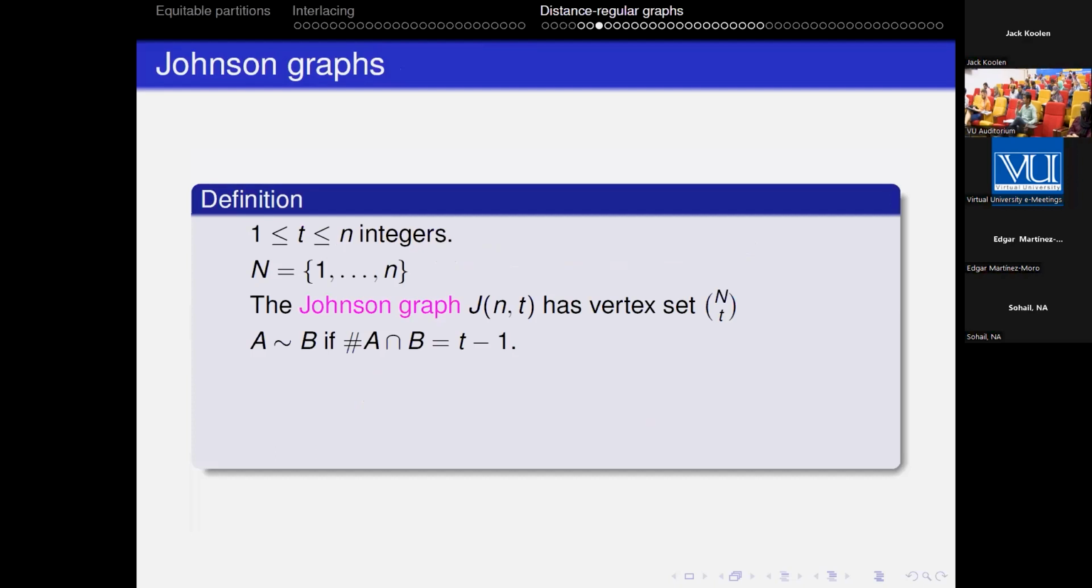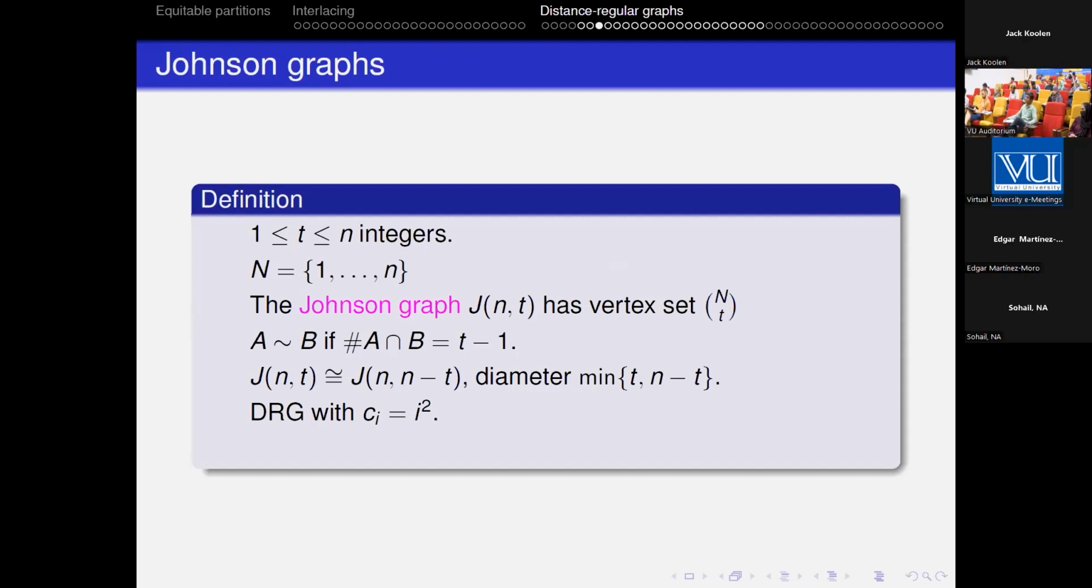We can also define the Johnson graphs. We take the set 1 to n, and then we take all the t subsets of n, of which there are n choose t. Two of those t sets are adjacent if the intersection is maximal, that is, if the intersection has size t minus 1.